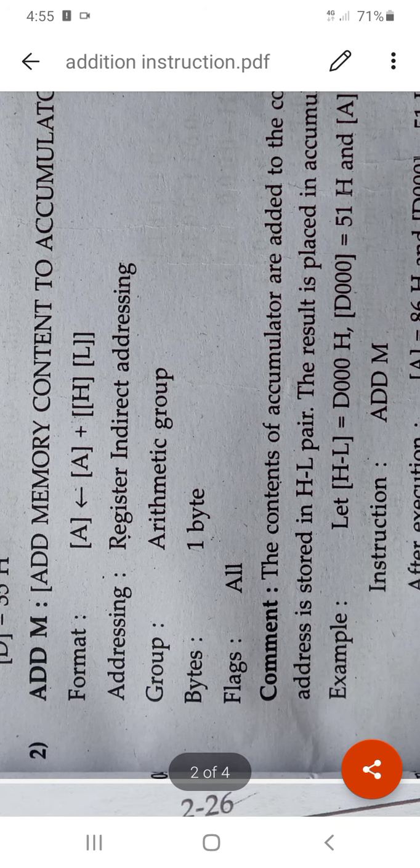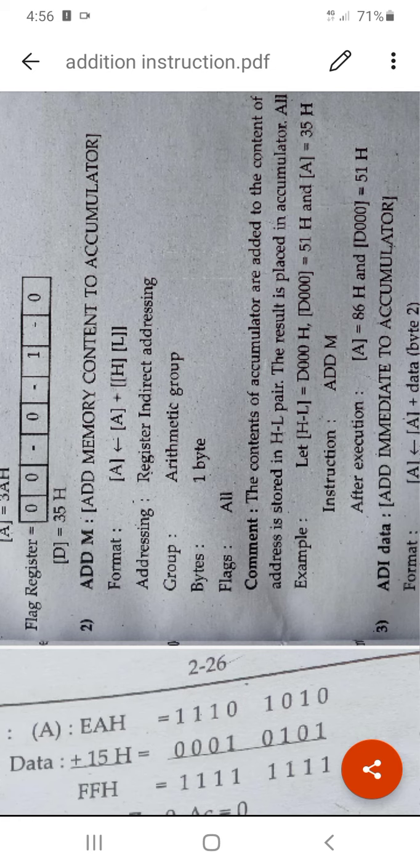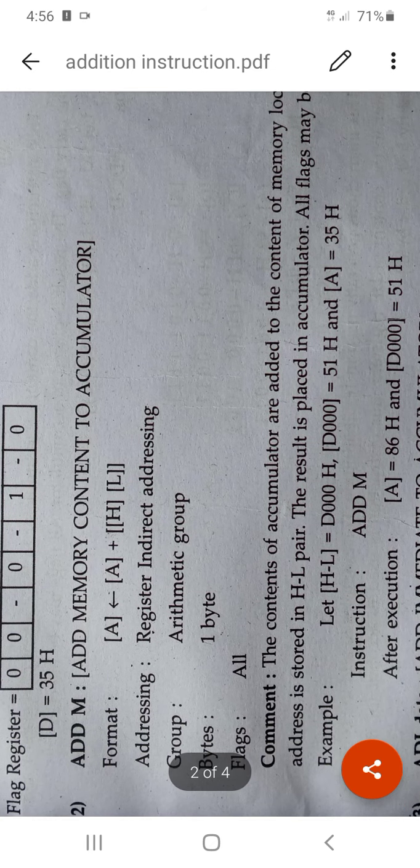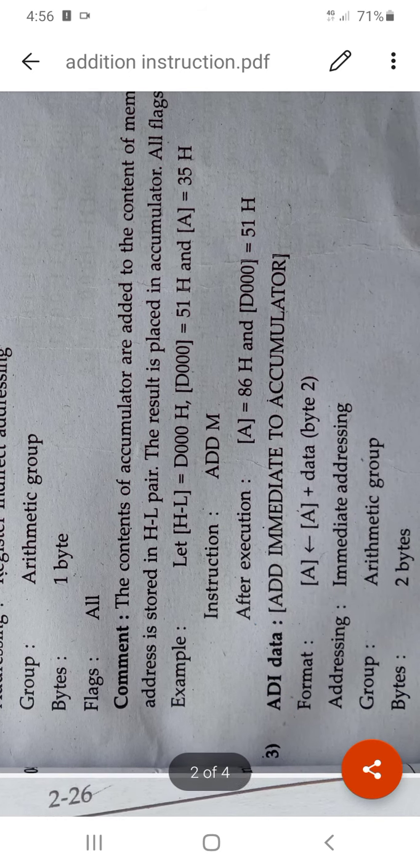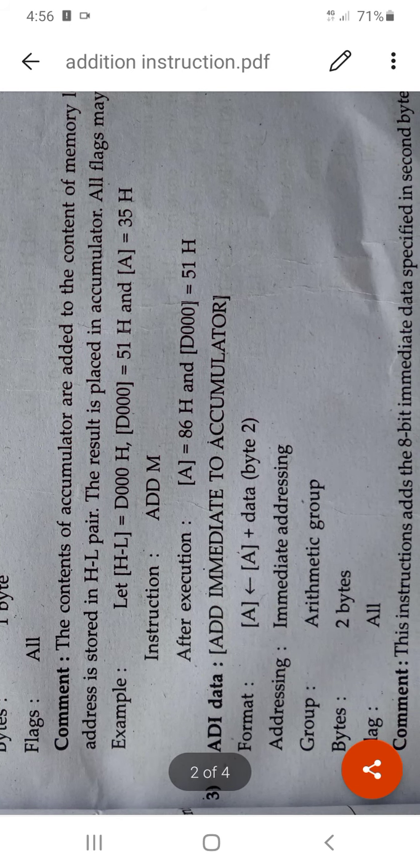Similarly, the next instruction is ADD M. Here the 8-bit data is in memory, but that memory is not specified by the instruction; it is specified by the register pair, the HL pair. Hence it is register indirect addressing mode. It is also a 1 byte instruction, but it requires 2 machine cycles. Here data from memory is added like shown here.